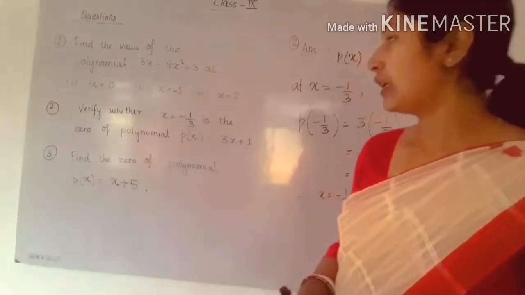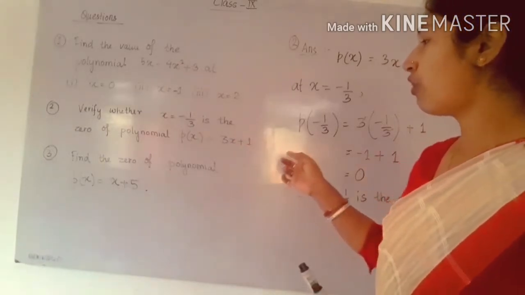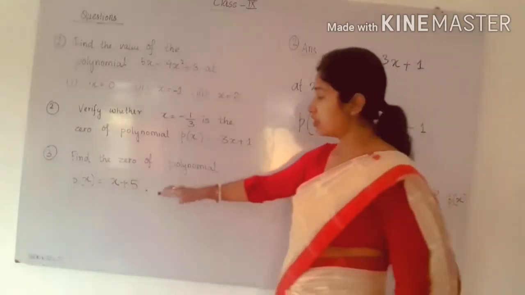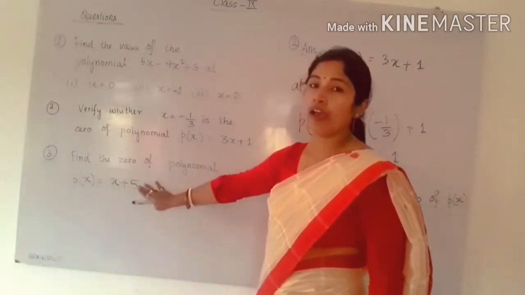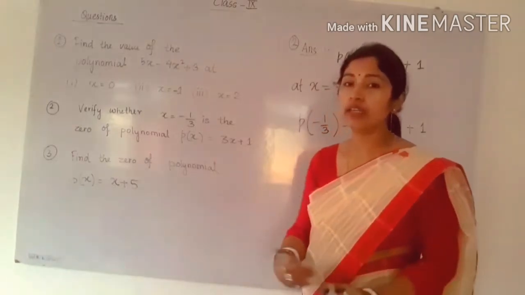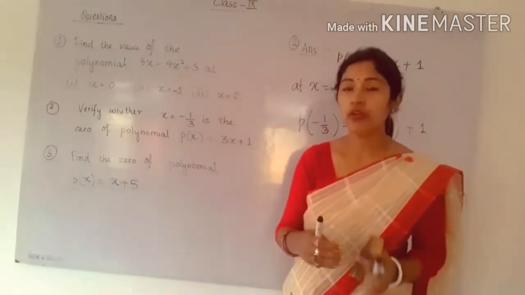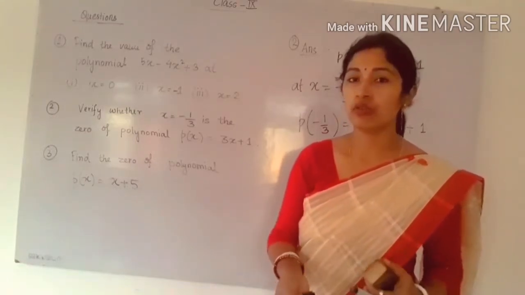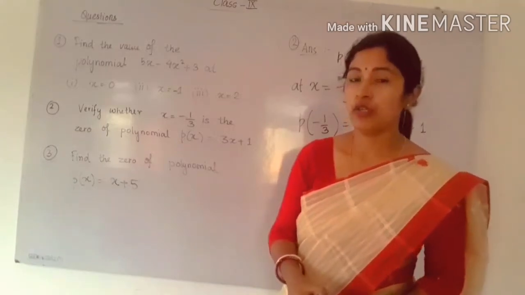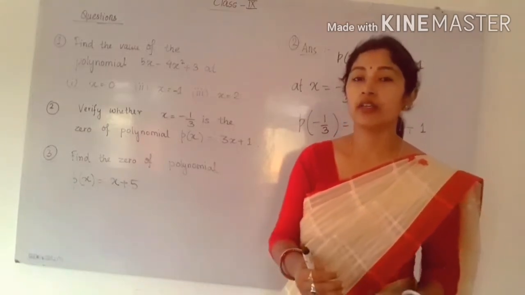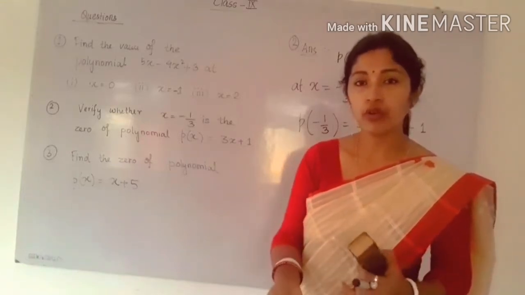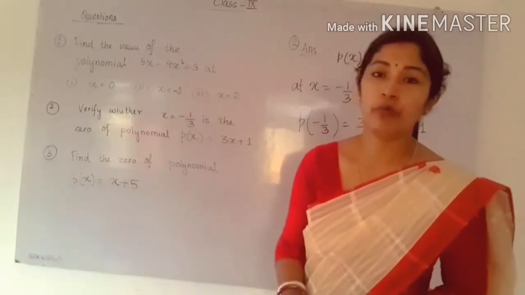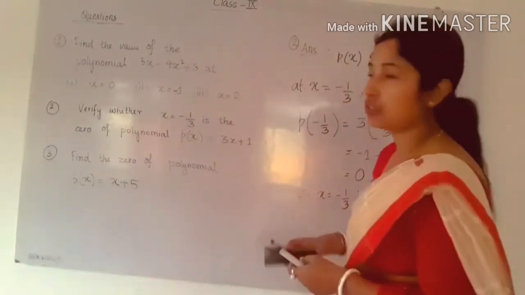So the next question is number 3. Find the 0 of polynomial p(x) is equal to x plus 5. Next you have to find the 0 of this polynomial. Already I have discussed in my previous lecture how to find the 0 of a polynomial. You have to equate p(x) is equal to 0. By putting p(x) is equal to 0, you can get the value of x. So at that value of x, the value of p(x) will be 0. That means the solution will become the 0 of the polynomial. So let us do question number 3.